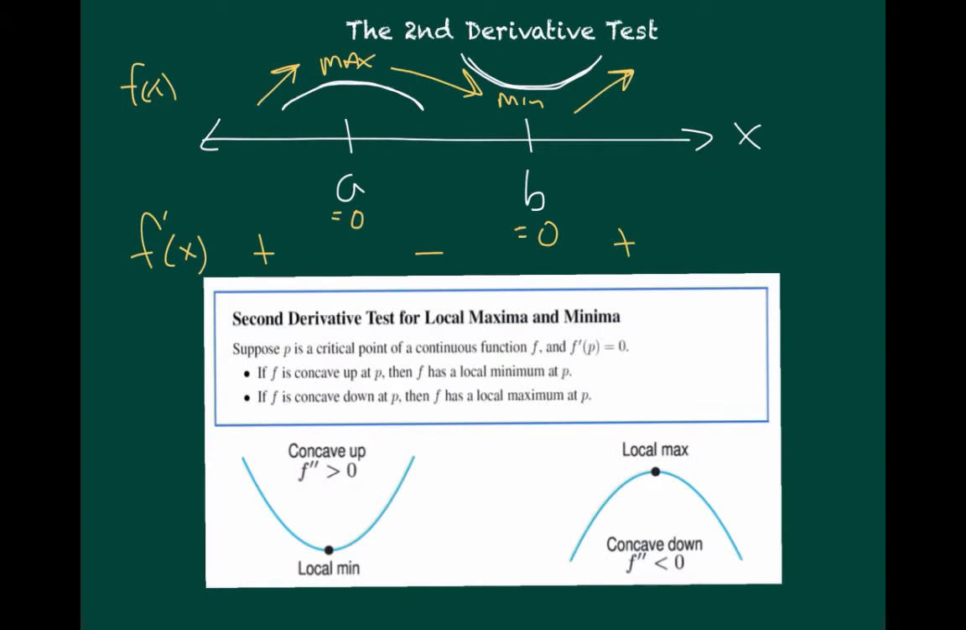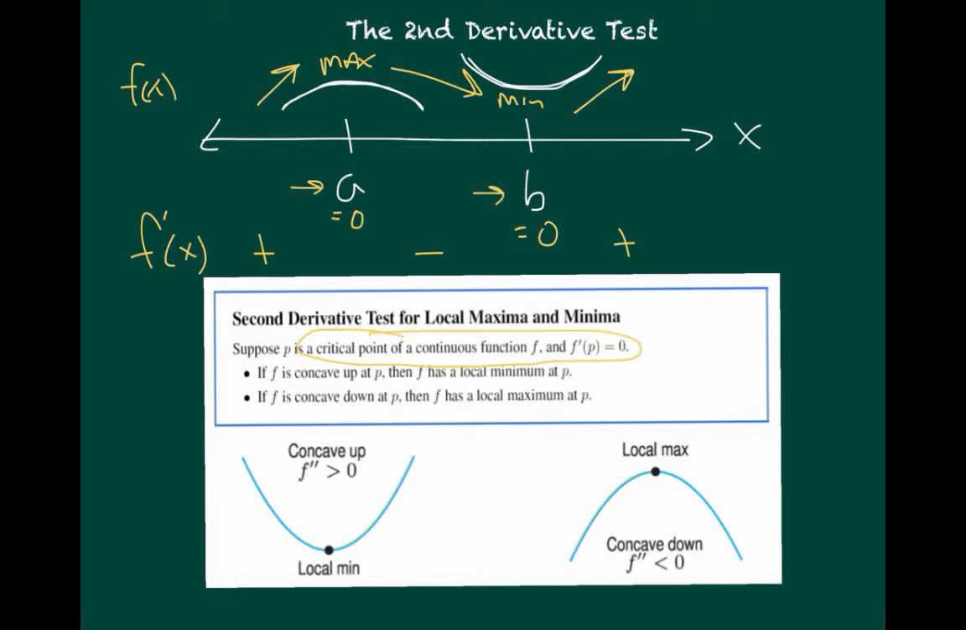It's called the second derivative test. And it says, suppose there is a critical point of a continuous function at f of p. I've called those critical points A and B. So we're going to assume that at the critical point, the first derivative is equal to 0. Well, if f is concave up at point P, then there's a local minimum there. If f is concave down, then there is a local maximum at P.